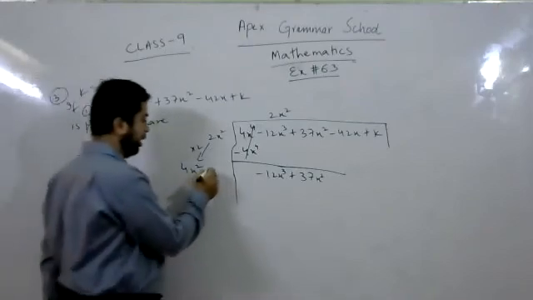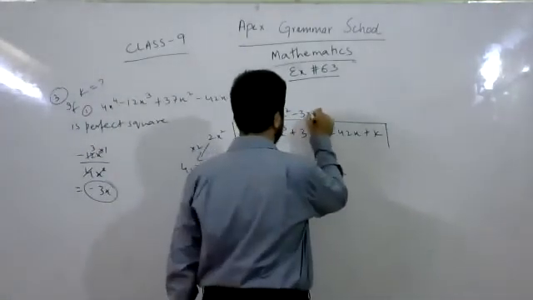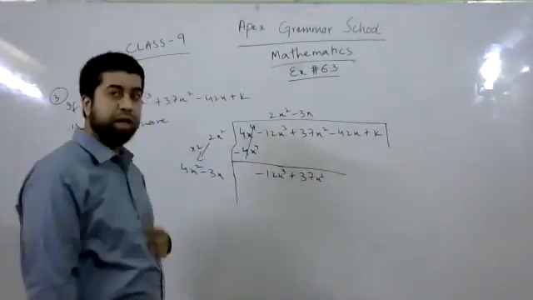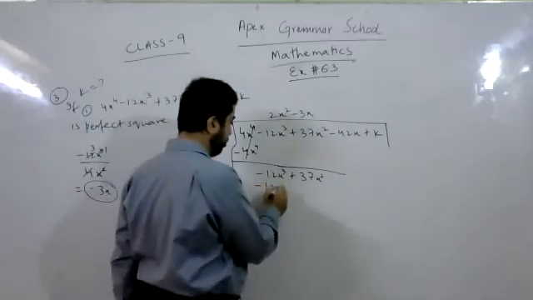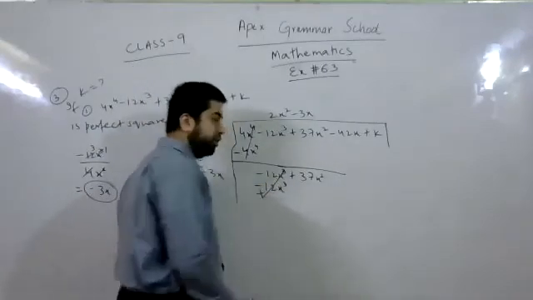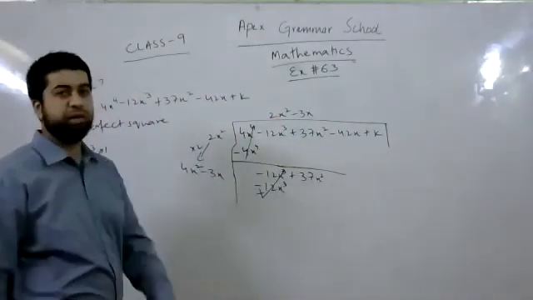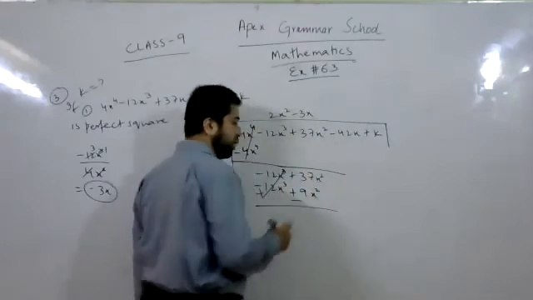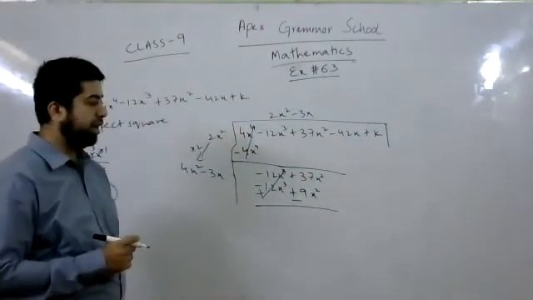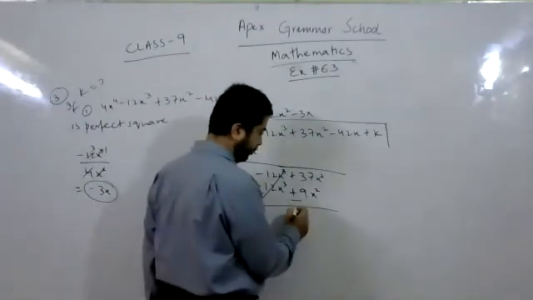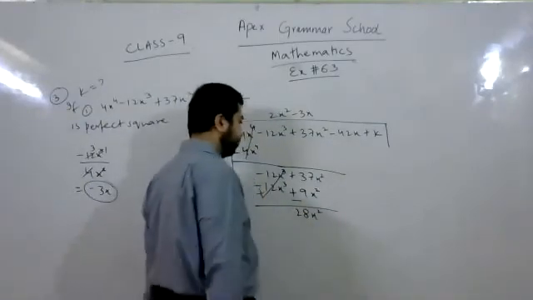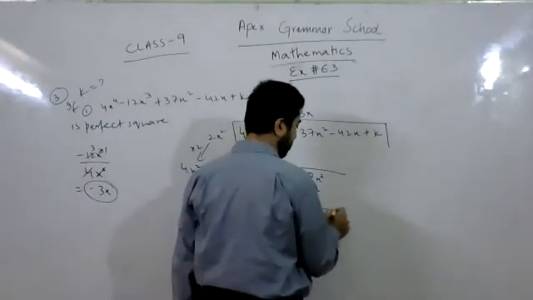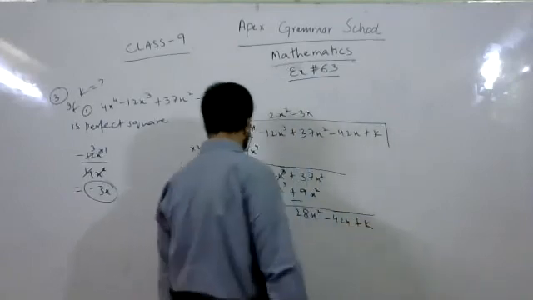This minus 3x will be here, and this minus 3x will also be there. So now minus 3x multiplied by this 4x squared makes minus 12x cubed. Change the sign, cancel it. Minus 3x multiplied by minus 3x makes plus 9x squared. Change the sign. So 37 minus 9 makes 28x squared. Then minus 42x and then plus 8.